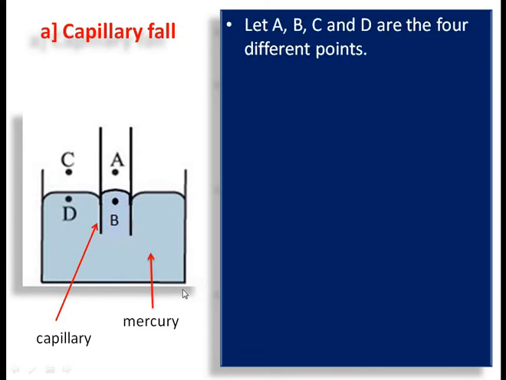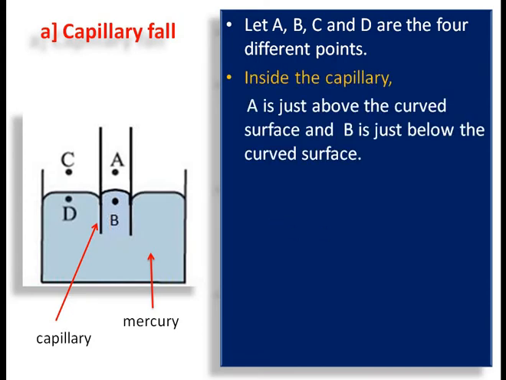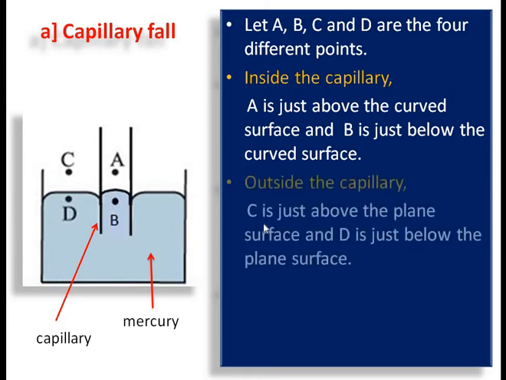Consider there is a liquid in the container. The liquid is mercury. The capillary is dipped in the mercury. We will consider points A, B, C and D. These are the 4 different points as shown in the figure. Inside the capillary, A is the point just above the curved surface, and B is the point just below the curved surface. Outside the capillary, C is just above the plane surface and D is the point just below the plane surface.